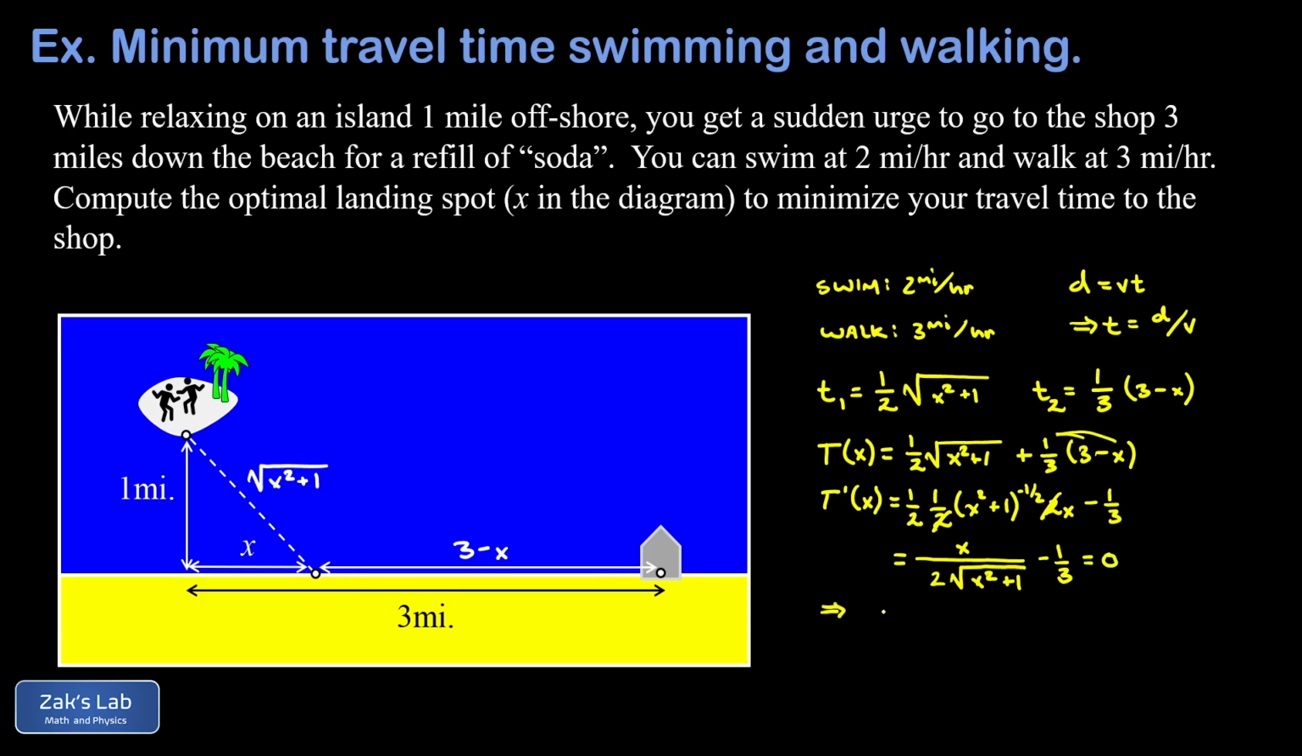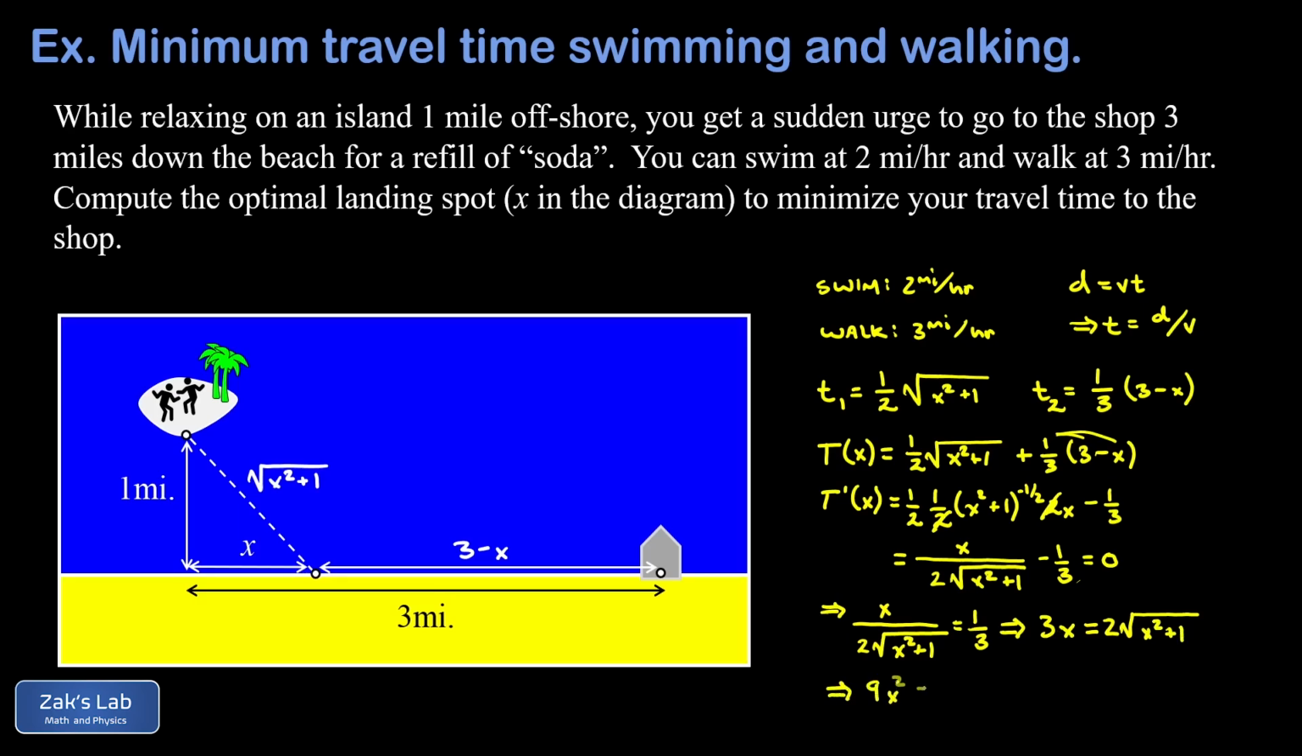So I can move that 1/3 over to the other side, and I get x over 2 square root x squared plus 1 is equal to 1/3. Then I can multiply both sides by the least common denominator here. So in other words, I'm going to multiply both sides by 3, and then I'm going to multiply both sides by 2 square root x squared plus 1. So on the left, I'll have a 3x, and on the right, I'll have a 2 square root x squared plus 1.